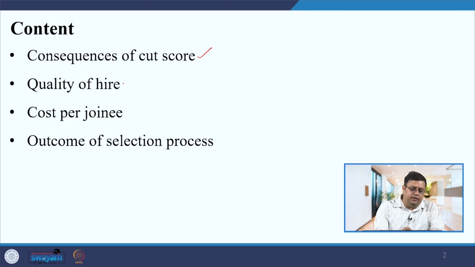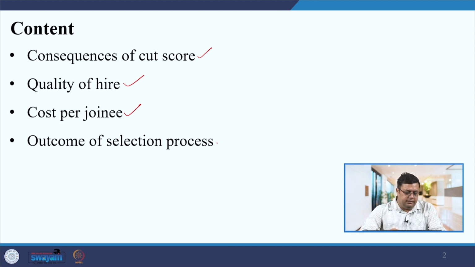The second thing you need to decide: whoever is above the cut score, you have selected and made a job offer to them. Now, you need to assess whether they are quality candidates or not. That is what we will learn, how to calculate the quality of hire. The third important thing is the cost per joinee. What is the cost per joinee? It will tell you how much the amount the organization spends on the selection process is increasing year by year. So, it is important to calculate the cost per joinee.